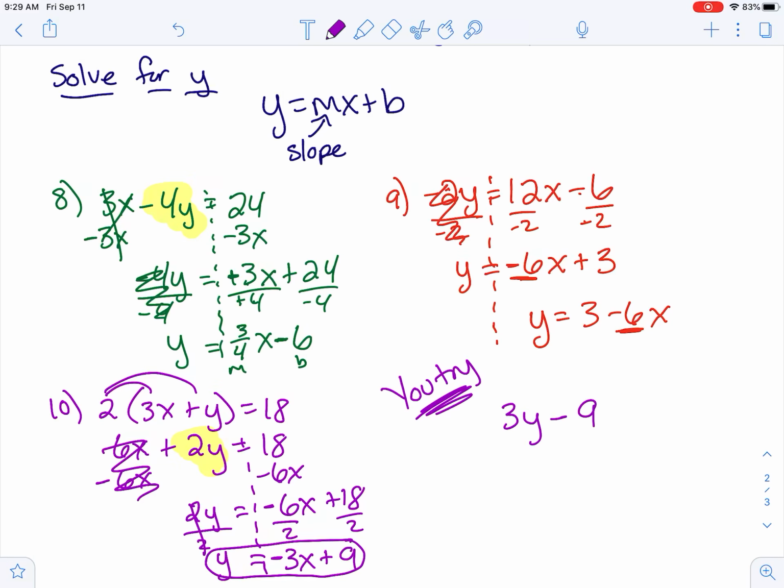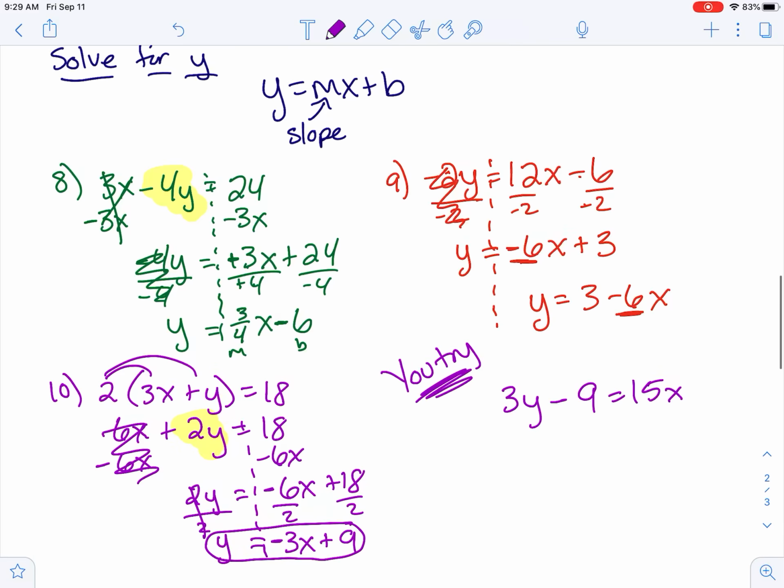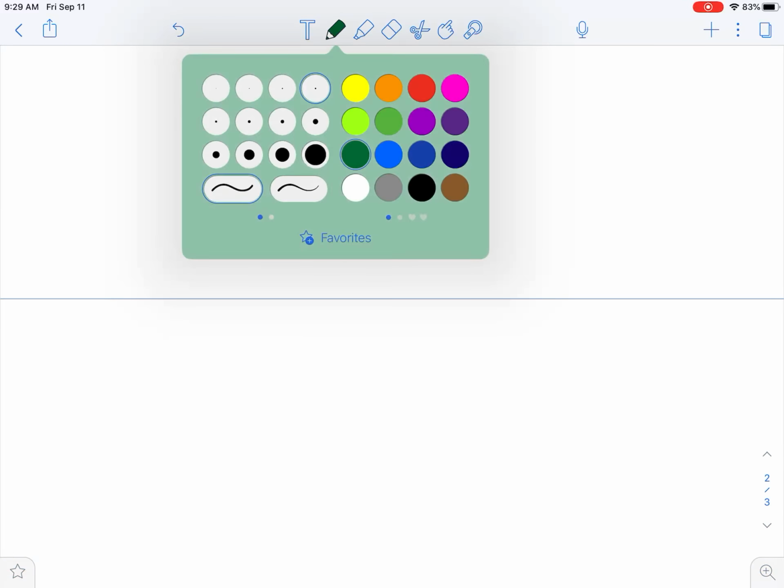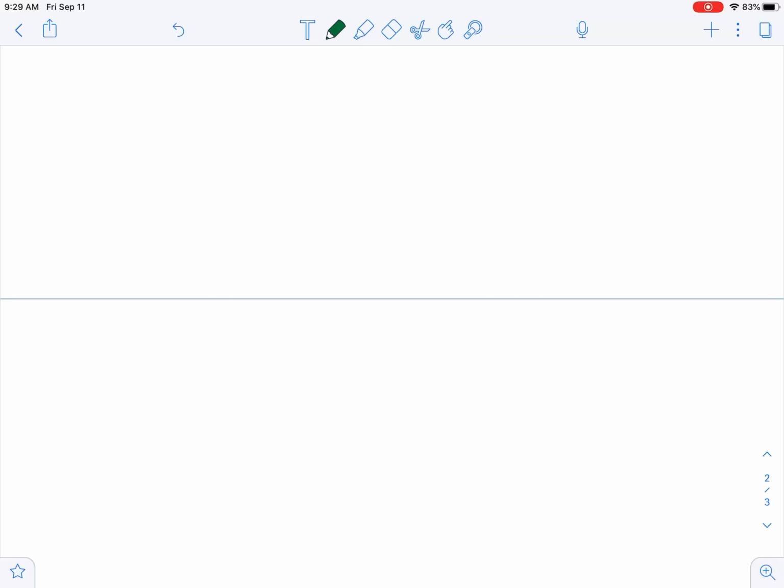You're going to try to solve for y with 3y minus 9 equals 15x. Go ahead and pause and try that one. Okay, now that we have practiced solving for y, now we're going to actually find the slope from the equation. Exact same process, except now our answer instead of the equation is going to be the specific slope.